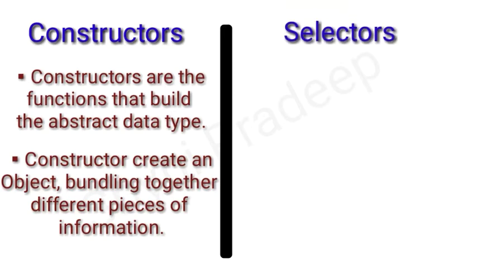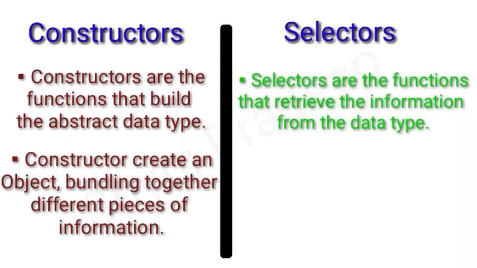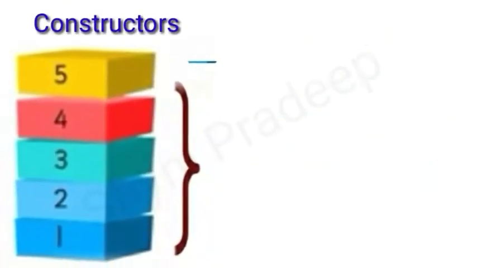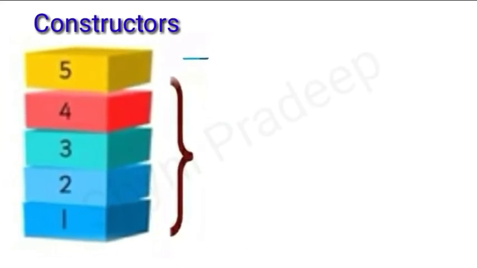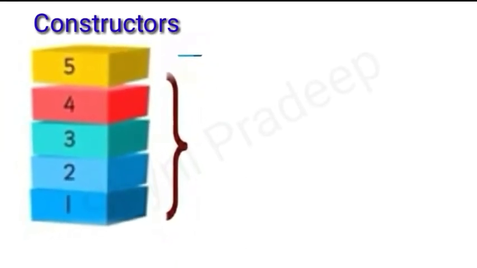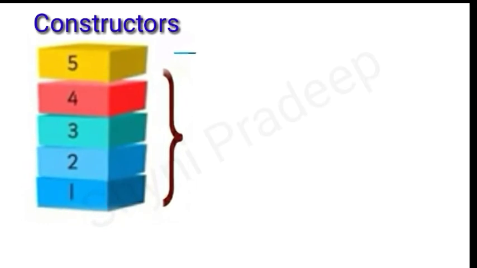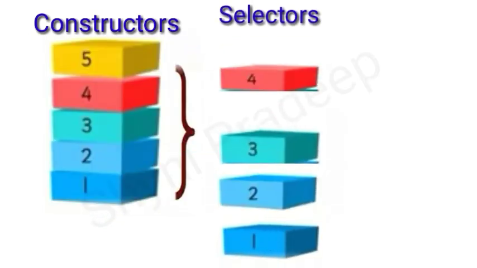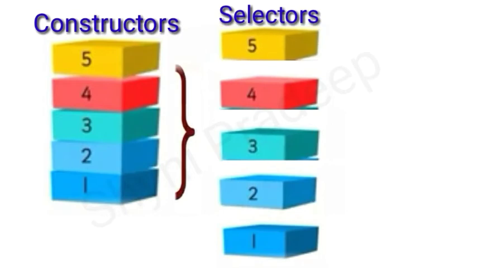So what do you mean by selector? Selectors are the functions that retrieve the information from the data type, and the selectors extract the individual pieces of information from the object. So the constructor function is used to create an object bundling together the different pieces of information of that object. Selector functions extract the individual pieces of information from the object.